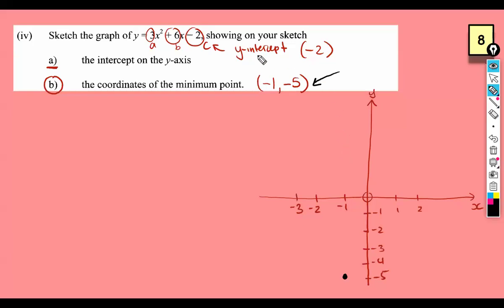And where does it cut the y-axis? This is your y-axis. It will cut the y-axis at -2. And what shape is the graph supposed to be? Remember, we said it would be a smiley face because a is a positive value. So you just have to draw a smiley face. The lowest point is here, so it loops down and then comes up and cuts the y-axis at -2. That is your sketch there. They didn't even ask you to figure out where it cuts the x-axis. They only wanted you to use these two pieces of information. So that's the sketch you wanted to do for the example.